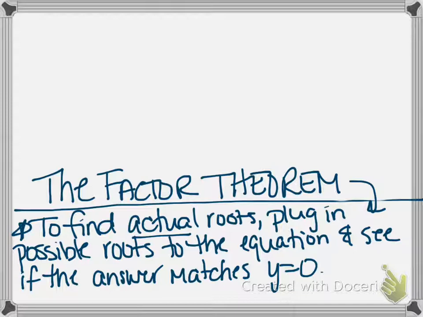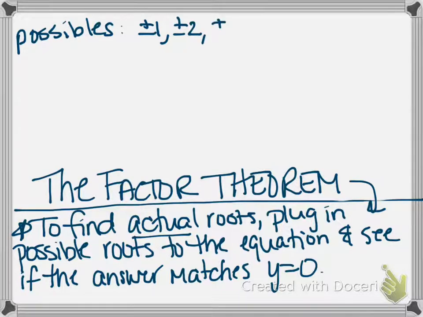Okay, that's what this is called, the factor theorem. So once we think we have possible factors or possible roots, we then take those and plug it into the equation to see if it indeed is a factor or a root by seeing if it actually matches 0. So what do I mean by that? Well, we said that possible roots were plus or minus 1, plus or minus 2, plus or minus 5, and plus or minus 10.